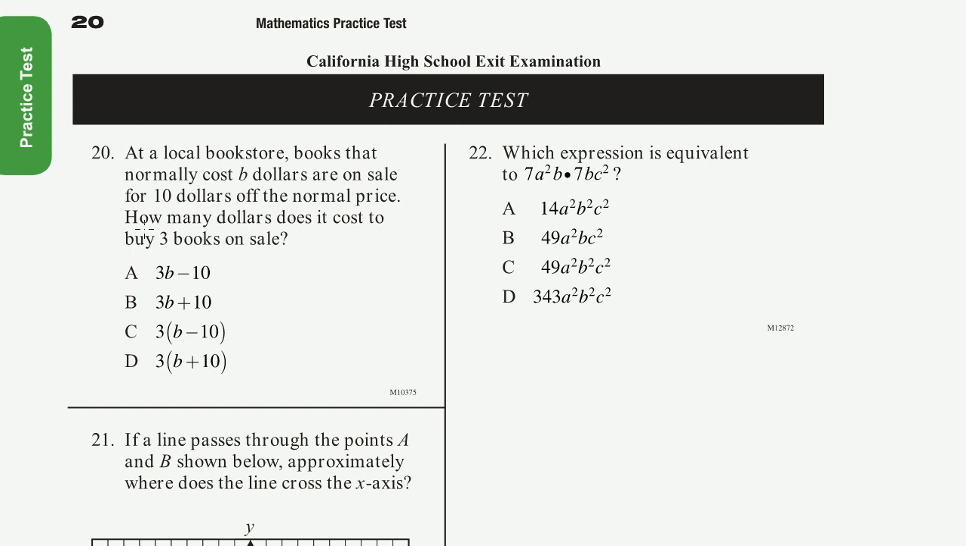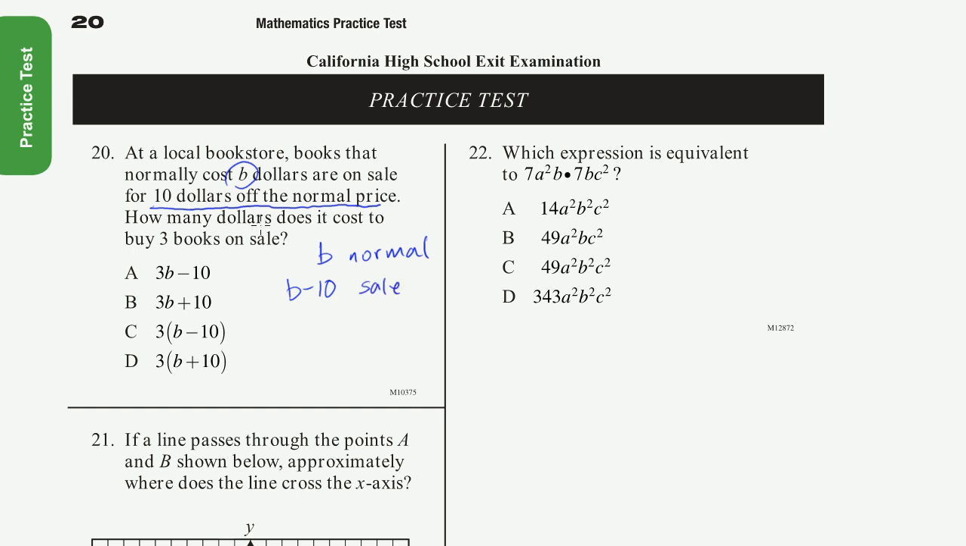Problem number 20. At a local bookstore, books that normally cost B dollars are on sale for $10 off the normal price. So not just $10, it's $10 off the normal price. If the normal price is B, the sale price is $10 off the normal price, or B minus 10.